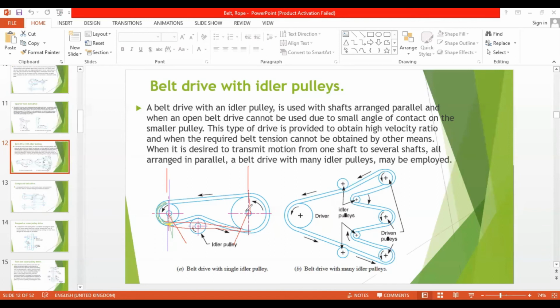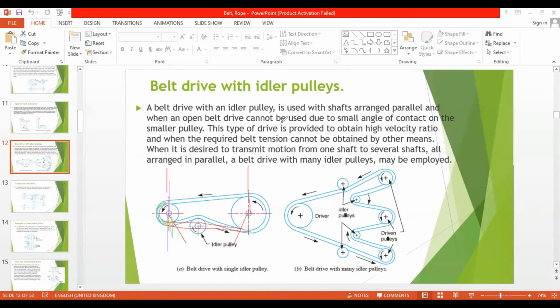If the distance is too small, I told you that's not desirable. Under such a situation, where only this much distance is provided, we need to go for some other means to increase the efficiency and the transmission of power. So there we will include an idler pulley in order to increase the angle of contact. I told you if the angle of contact is increased, then the power transmission will also be increased.